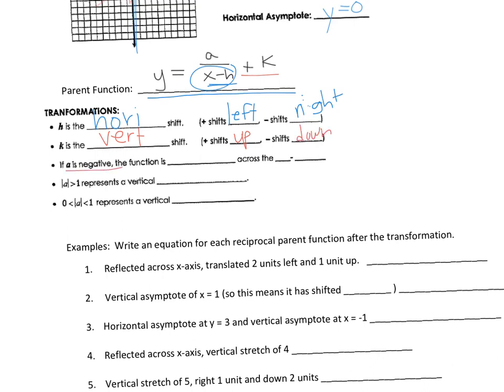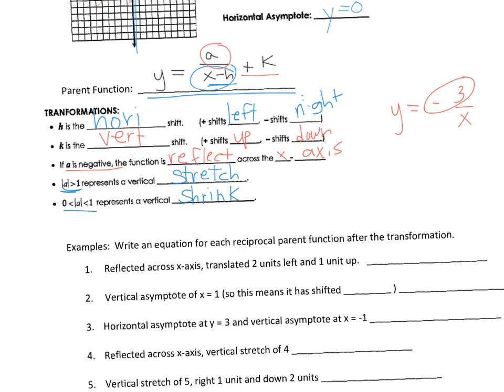If A is negative, the function is reflected across the x-axis. A is the number on top in the numerator. So it could also look like this. If you had the function opposite 3 over x, this A is negative, so it would be reflected over the x-axis. If the absolute value of A is greater than 1, it's a vertical stretch. And if it's between 0 and 1, it's a vertical shrink. Same function rules apply.